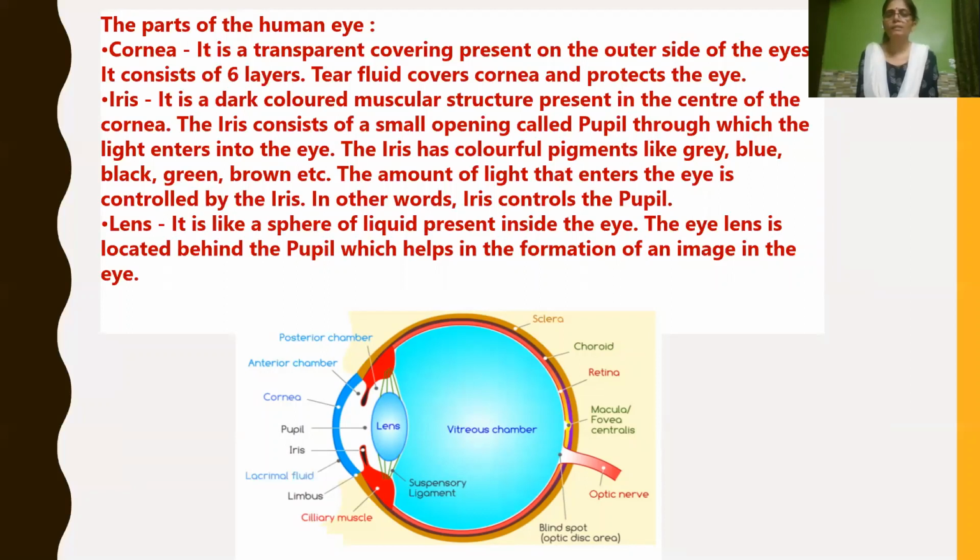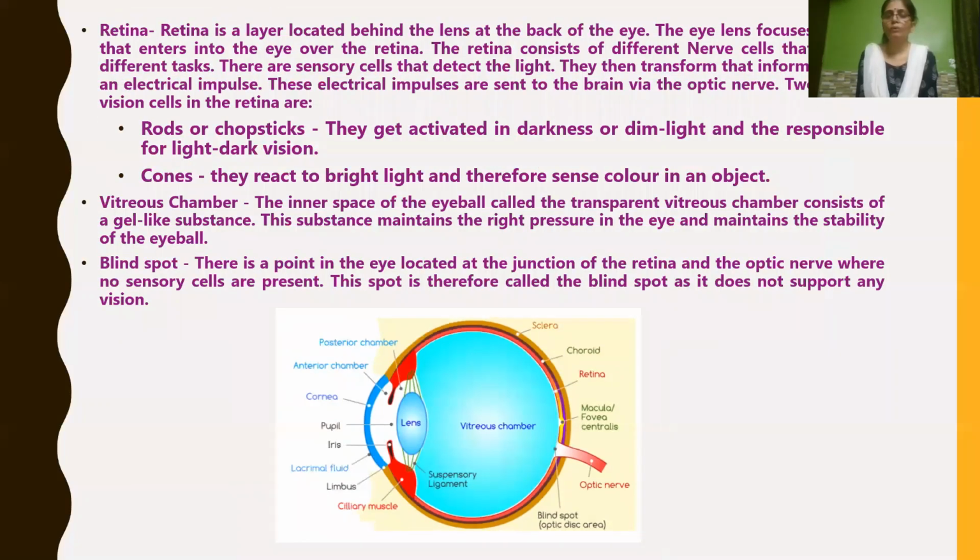And next is lens. If you see the lens here, it is like a sphere of liquid that is present inside the eye. It is located behind the pupil, and it helps in the formation of image in the eye. And now the next part is retina.